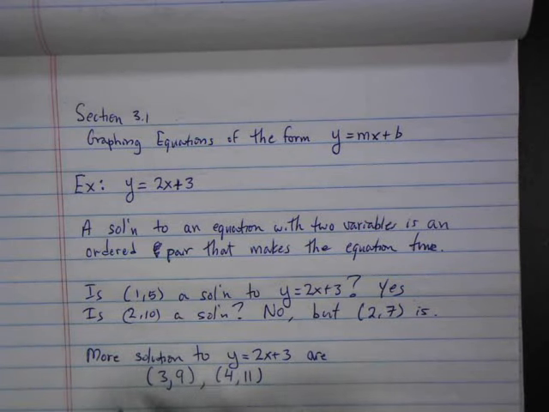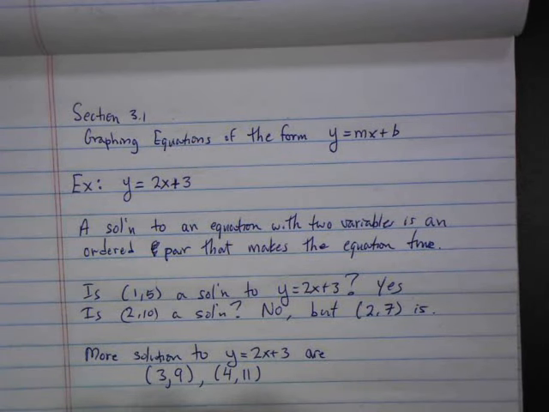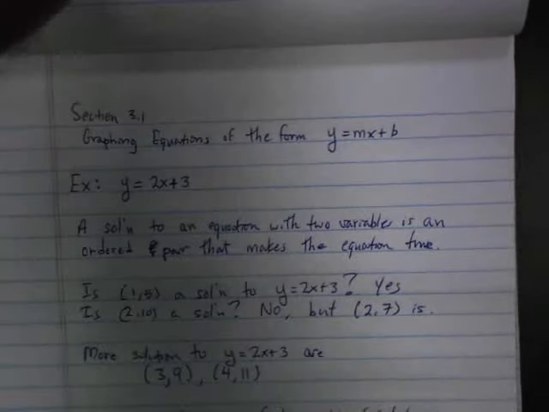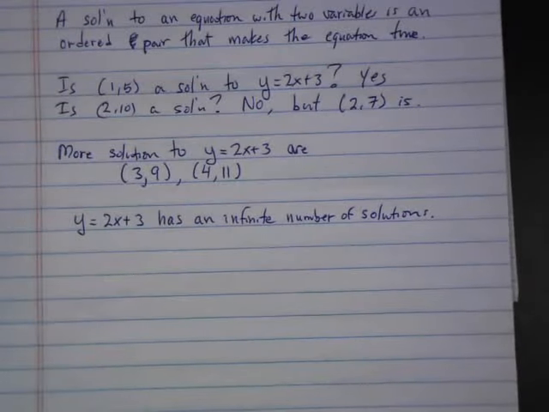So y equals 2x plus 3 has an infinite number of solutions. I'll move the thing here. Better? Yeah. y equals 2x plus 3 has an infinite number of solutions.